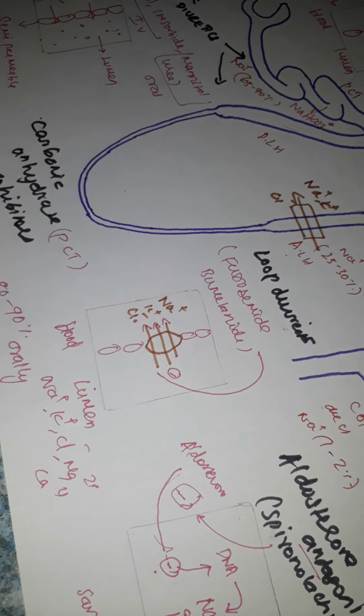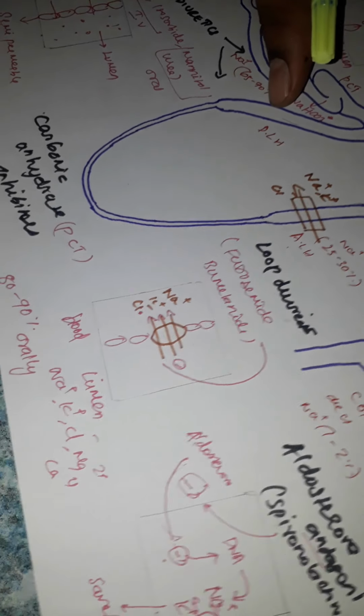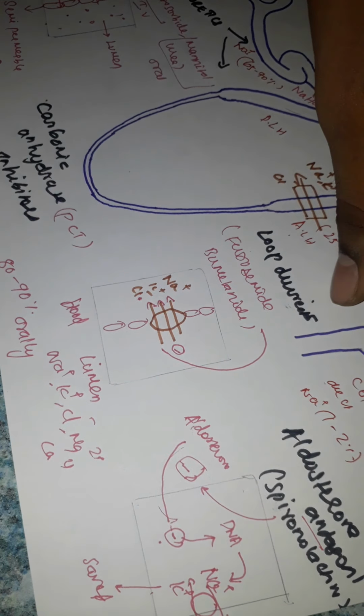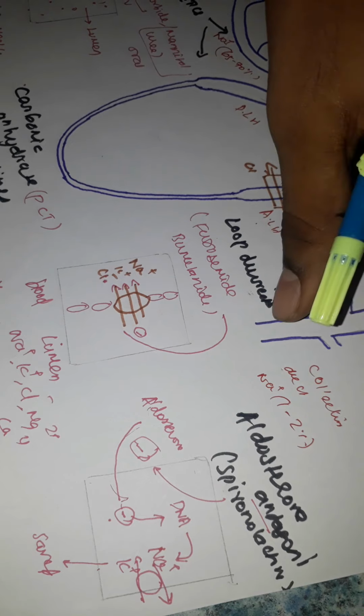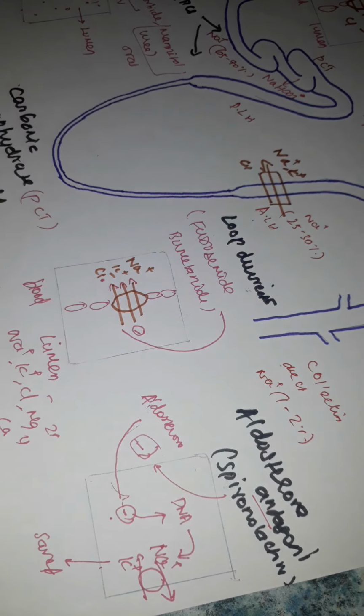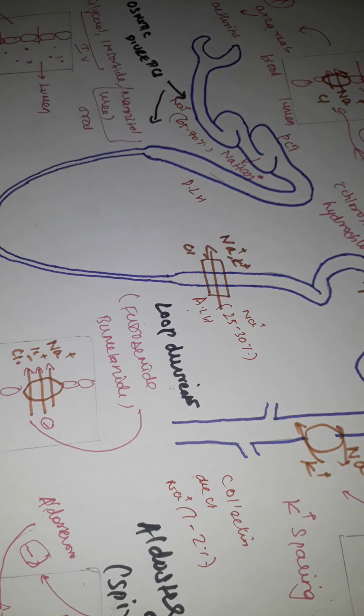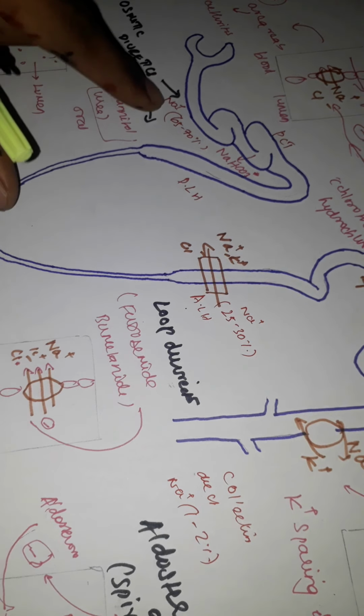Your loop diuretics are high efficacy diuretics, and your thiazide diuretics are medium efficacy. As for the potassium sparing diuretics, there are two types: those that inhibit renal epithelial sodium channels, which are amiloride and triamterene, and the aldosterone antagonist, which is spironolactone. So pharmacology is very easy if you know the mechanism of action and the drugs. I know it's voluminous, but there's no other way. You have to remember it.